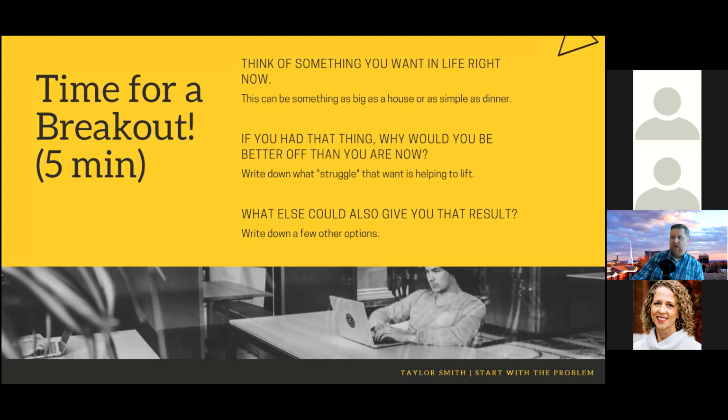And then as a third point, I want you to say, what other options could give you that same result? So I'm going to send us out real quick into some breakout rooms. I'm going to say 7. We're going to spend like 5 minutes, just write these down and share amongst the other people in the room the things that you wrote down. Then we're going to come back and I'll call on a couple of you to figure out what some of the things you wrote down were. And then we're going to see how to actually map this out.